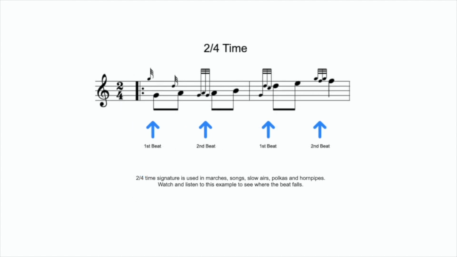2/4 time signature is used in marches, songs, slow airs, polkas, and hornpipes. Watch and listen to this example to see where the beat falls.